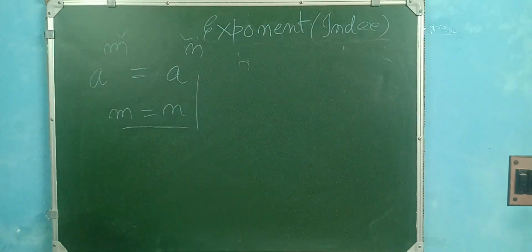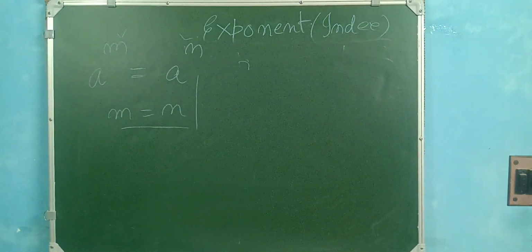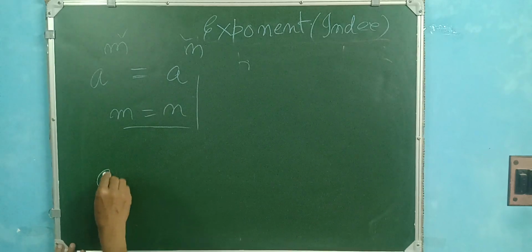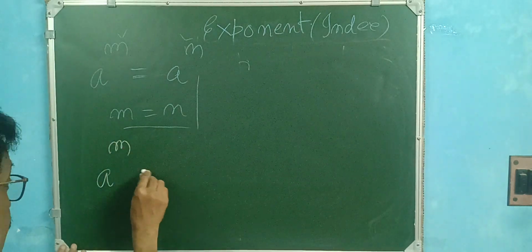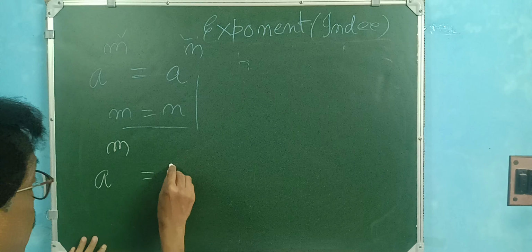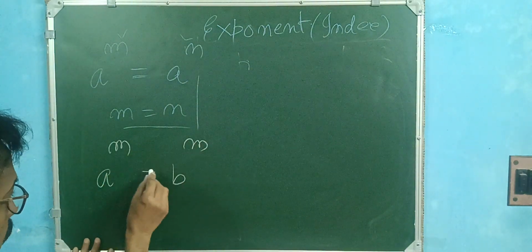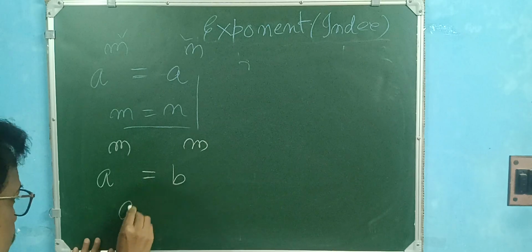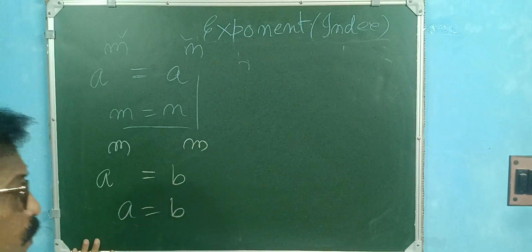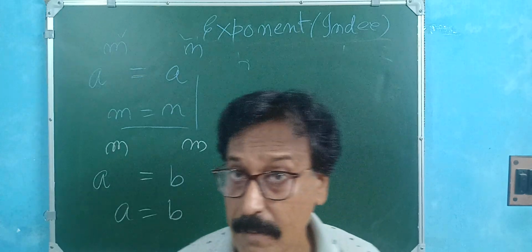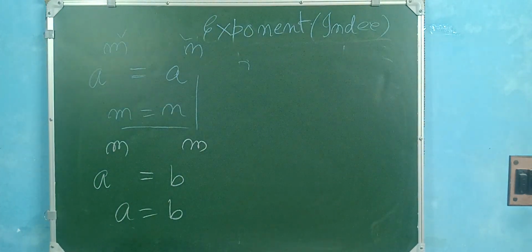And here is the other. a to the power m is equal to b to the power m. Now, these powers are same and this is the equal sign. So you write a is equal to b. Okay, that is the one. Concept must be clear. Okay. Clear?